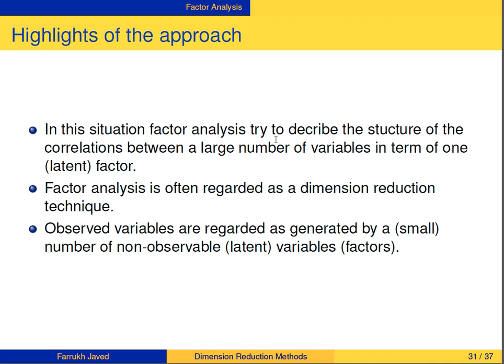So in this situation, factor analysis tries to describe the structure of the correlation. There are a couple of spelling mistakes I can see. Describe the structure of the correlation between a large number of variables in terms of those factors. We call them latent factors because we don't know them, right? And the idea is to somehow discover that factor. Factor analysis is often regarded as a dimension reduction technique. Observed variables are regarded as generated by a small number of non-observable variables.